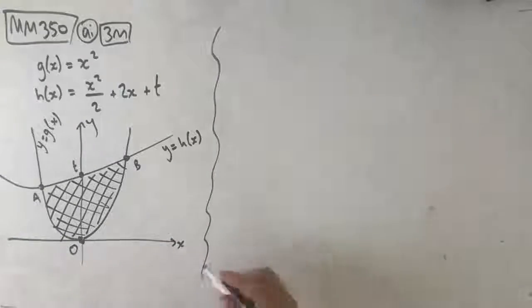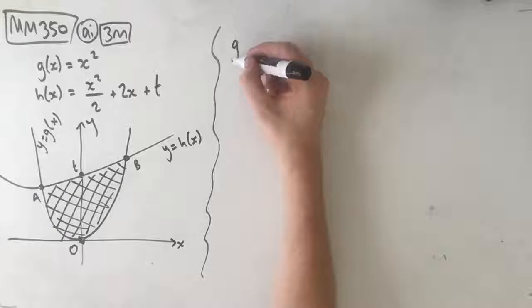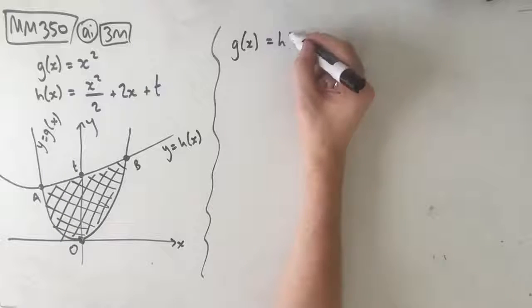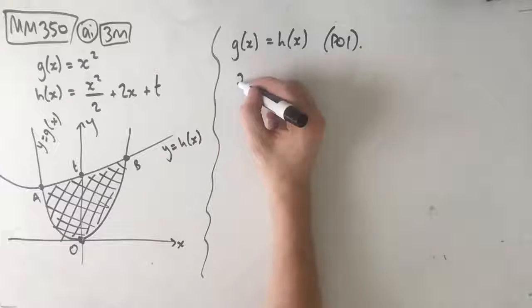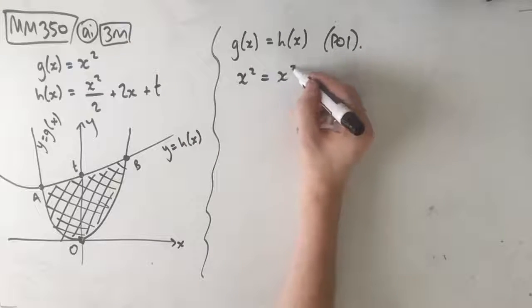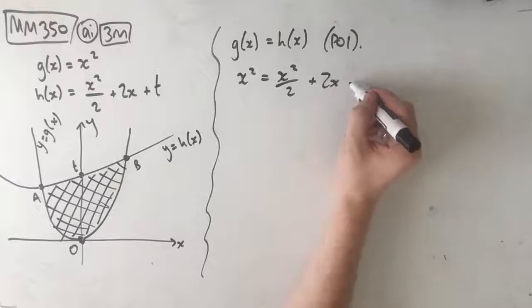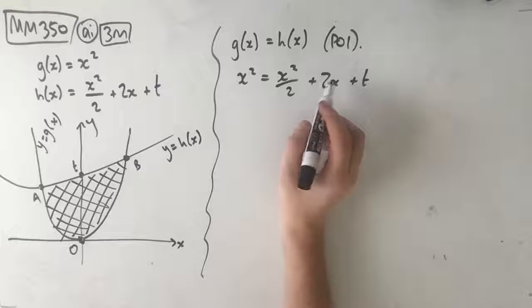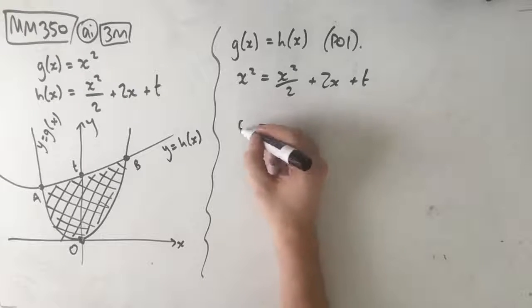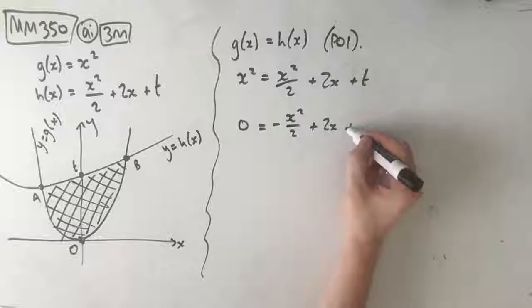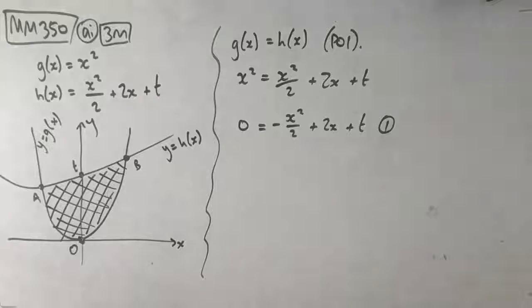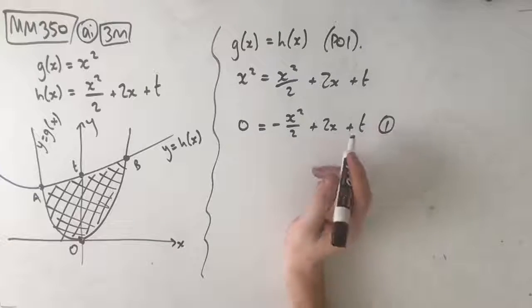Awesome. So a and b are the points of intersection, which means we're going to have to find g of x is equal to h of x, right? That's always our point of intersection formula there. So that means that x squared is equal to x squared over 2 plus 2x plus t, which means that 0 is equal to negative x squared on 2 plus 2x plus t, which is our first mark. So equating those gets us our first mark.